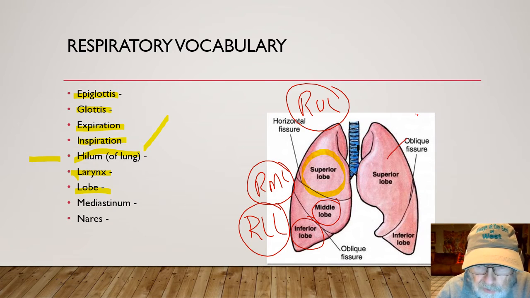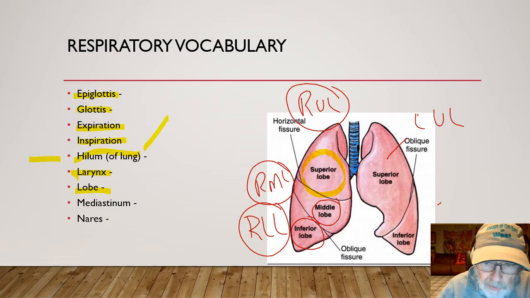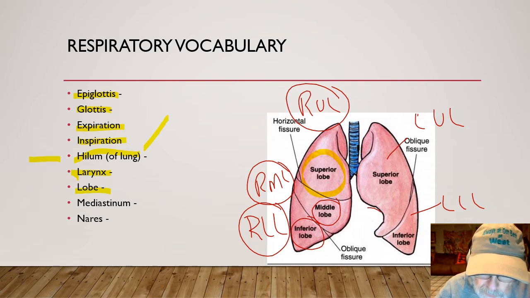And then on this side over here, I have the left upper lobe and the left lower lobe. There's no middle lobe generally in the left lung. This area right here, where it's cut out, is called the cardiac notch. And basically, that's because the heart sits in this area. And this area right here that looks like a little tongue is called the lingular process of the upper lobe of the lung. And lingular means tongue, and that's what they call that.